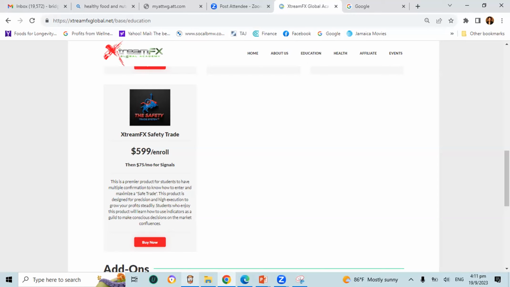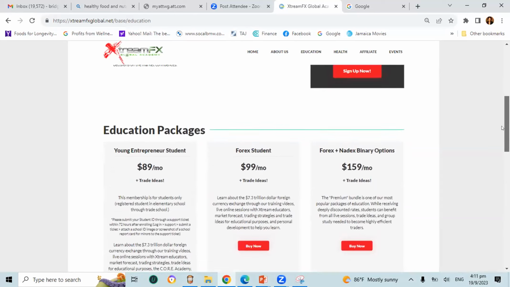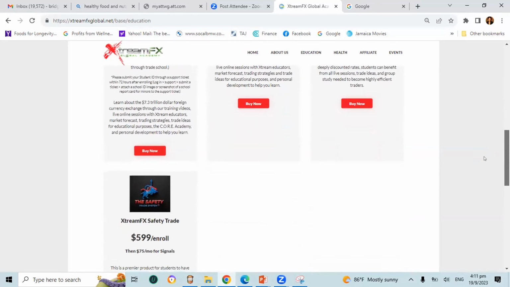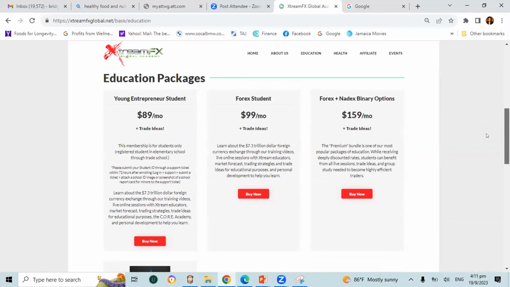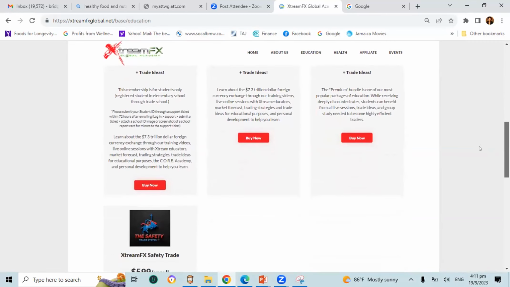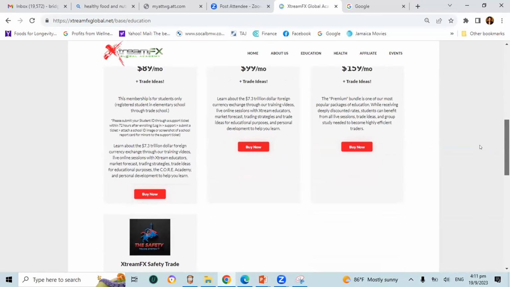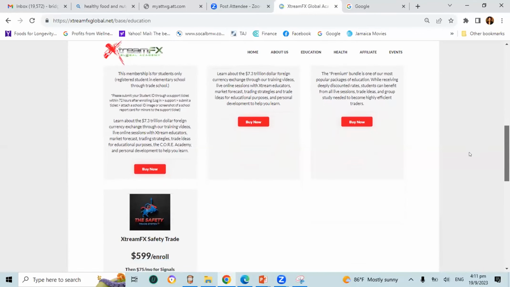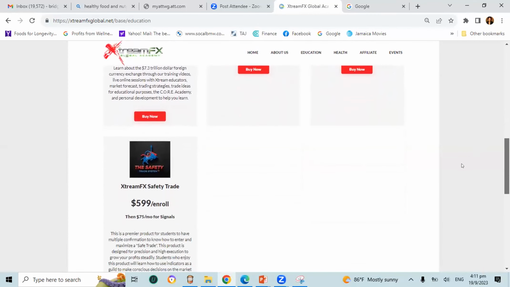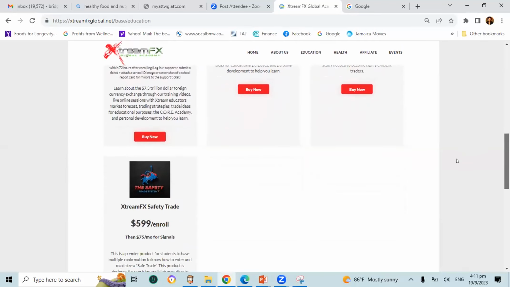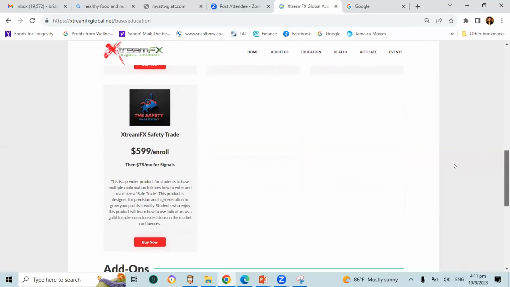Okay, conceivably, if you purchased just the $99 package for the student and then added the $5.99, it means that today you'd pay $700 to get started in Xtream and get Safety Trade, and next month all you would pay is $175, assuming you keep the scanner. If you don't keep the scanner, you would pay $100 next month and every month after. Small price to pay for access for a tool that is worth thousands of dollars.